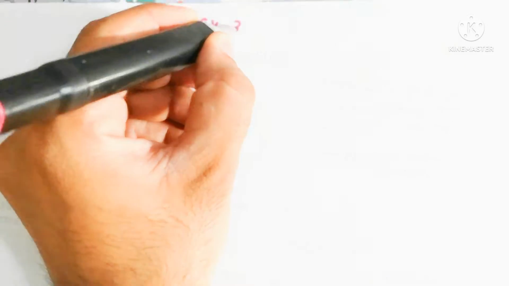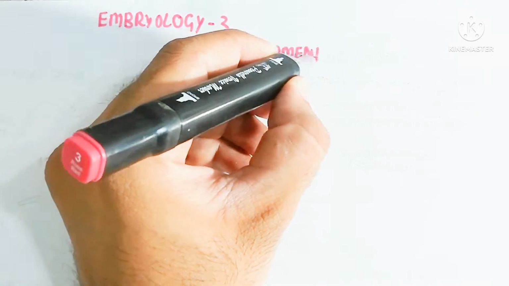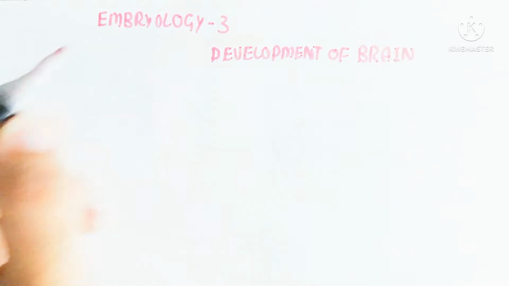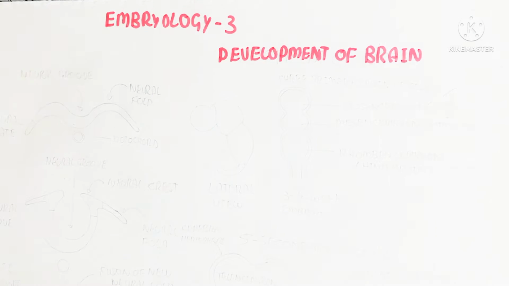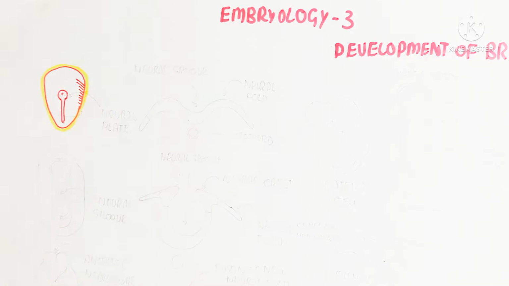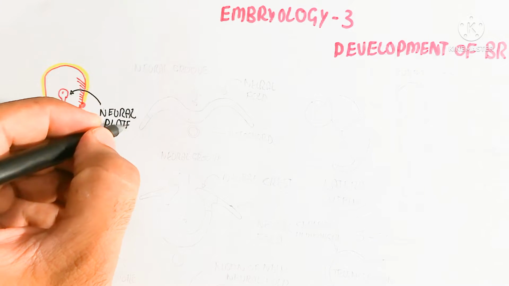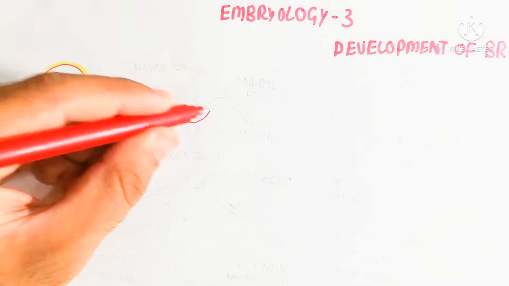In this video, the embryology third video, we will discuss the development of the brain and nervous system. So let's begin to understand, starting from here, the neural formation, the neurulation. We will discuss in this manner. This is the neural plate formation, when the nervous system will begin. That is why it is known as neurulation and neural formation.